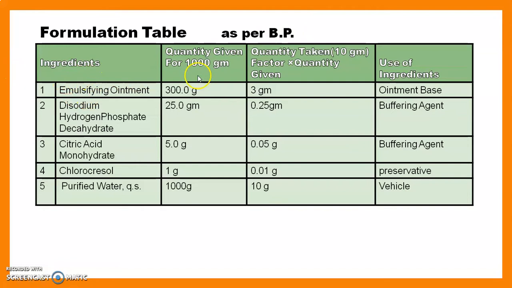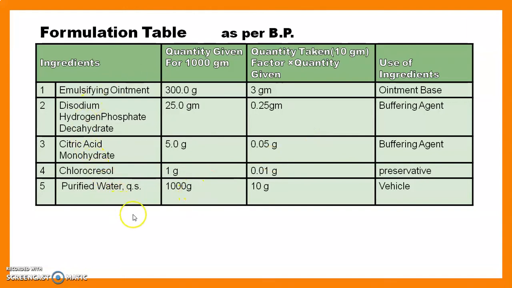Our formulation table is as follows. It contains the ingredients, quantity given, quantity taken and use of our ingredients. Our ingredients are emulsifying ointment 300 gram, the formula is mentioned for 1000 gram; disodium hydrogen phthalate dihydrate 25 gram; citric acid 5 gram; chlorocresol 1 gram; and purified water quantity sufficient to 1000 gram.